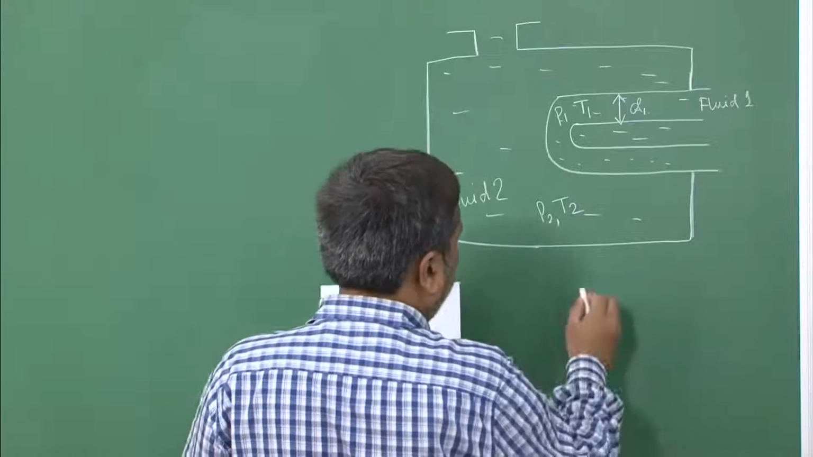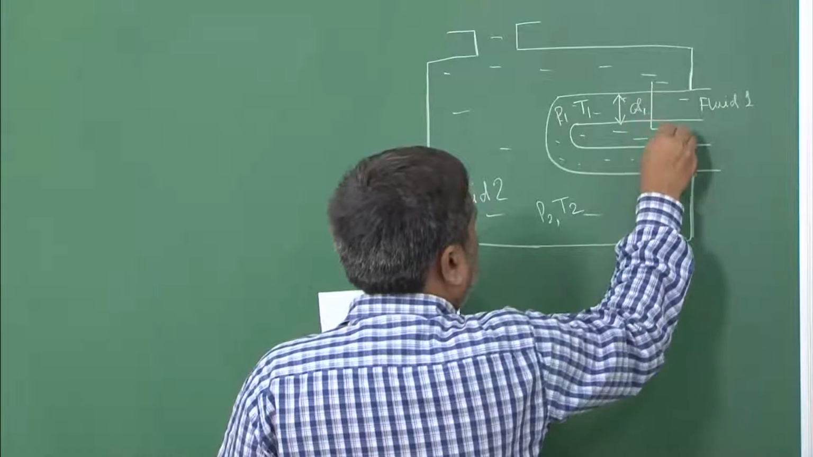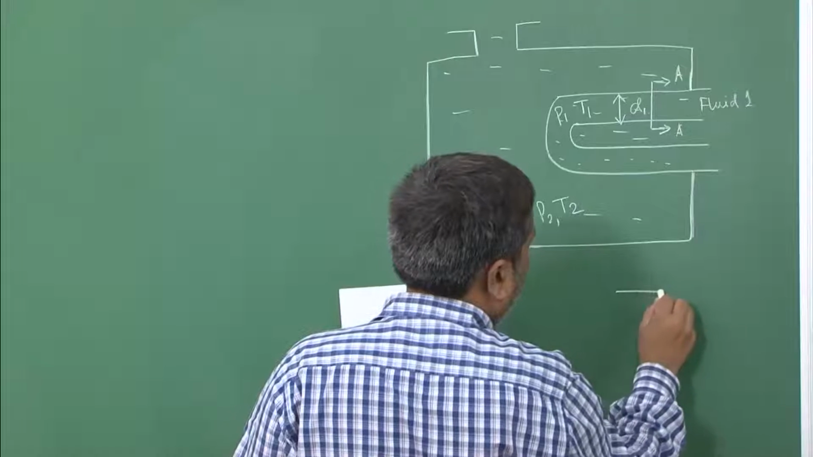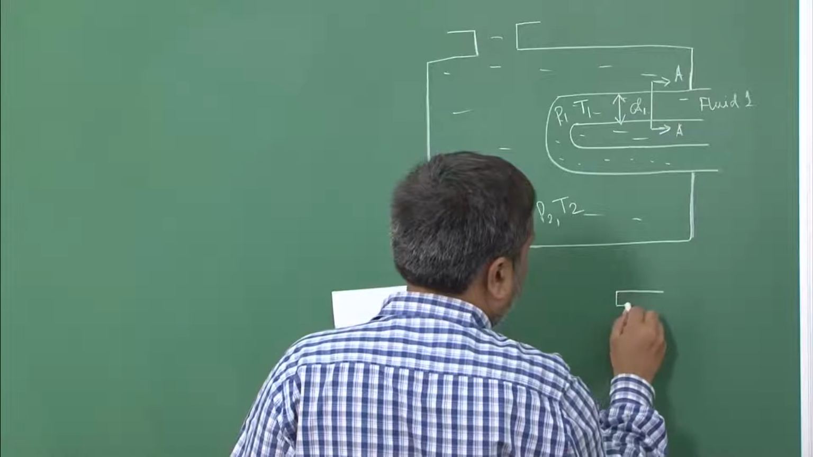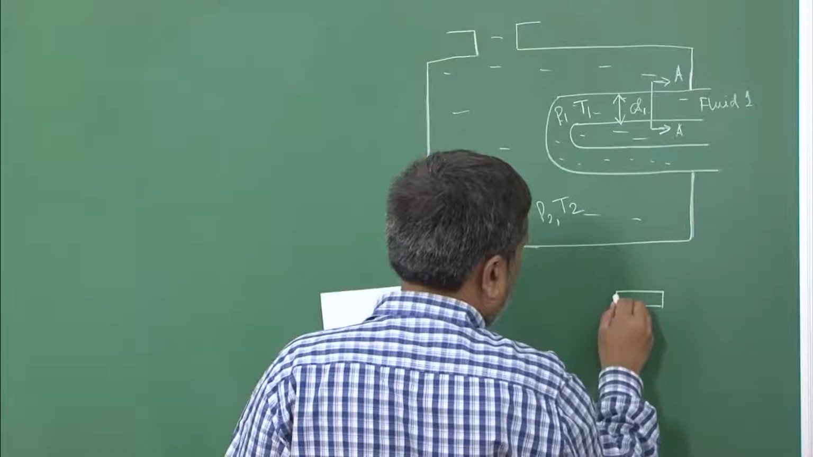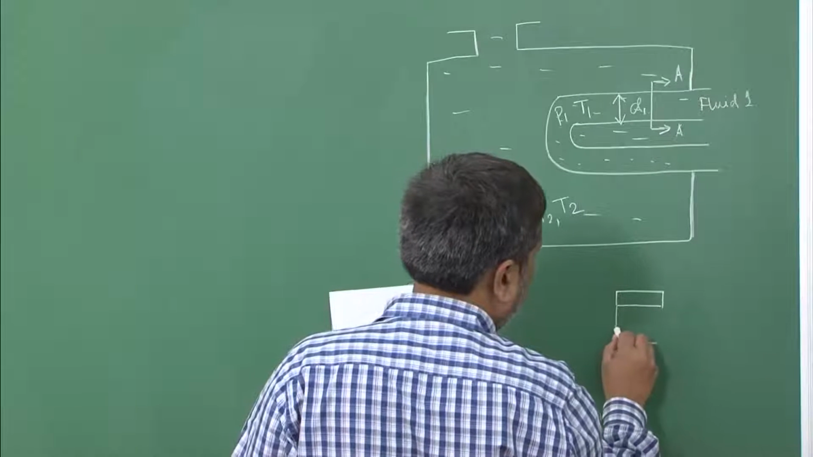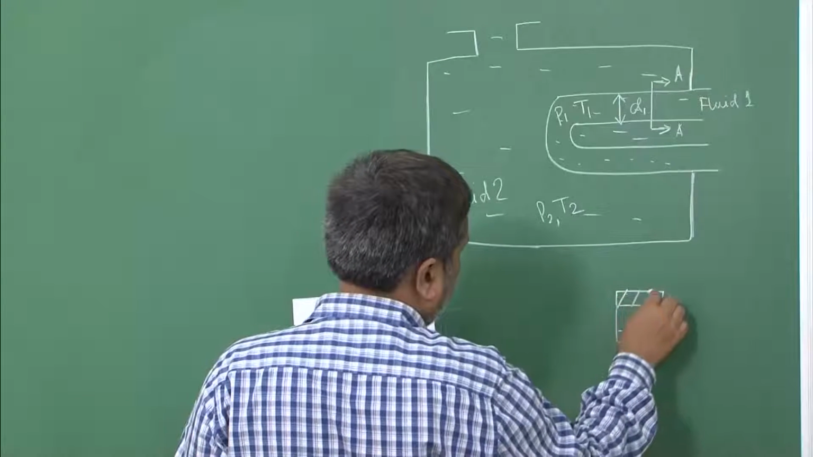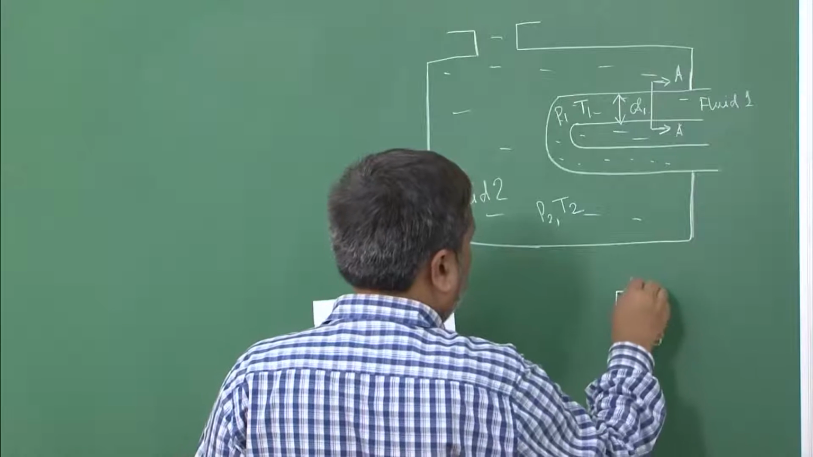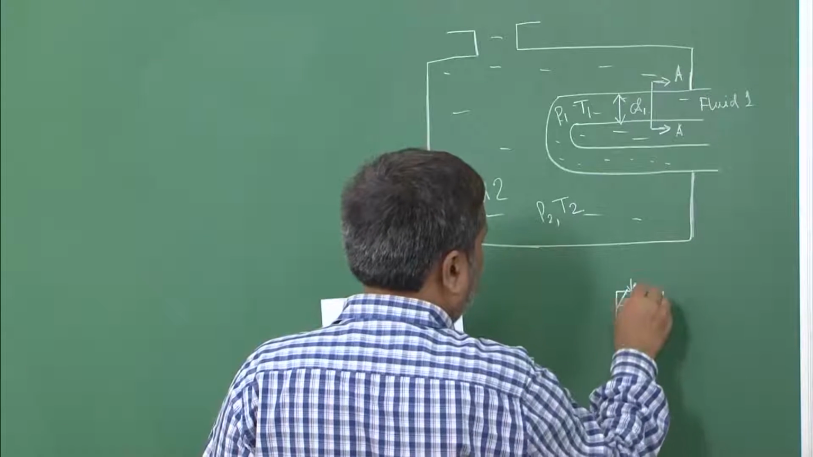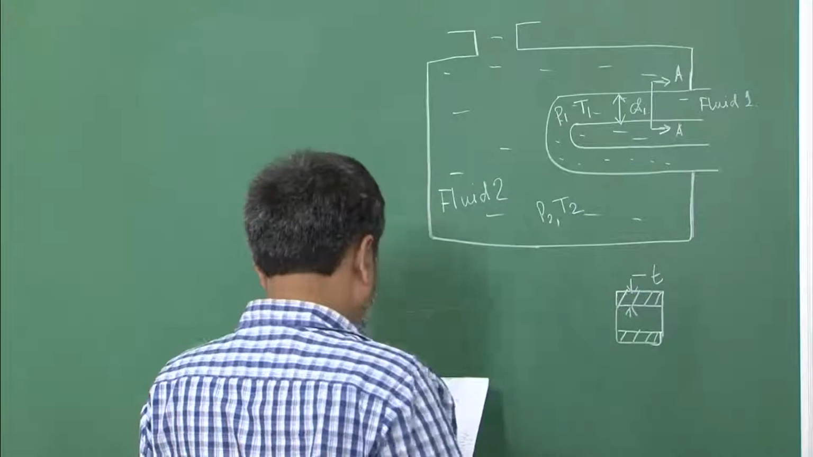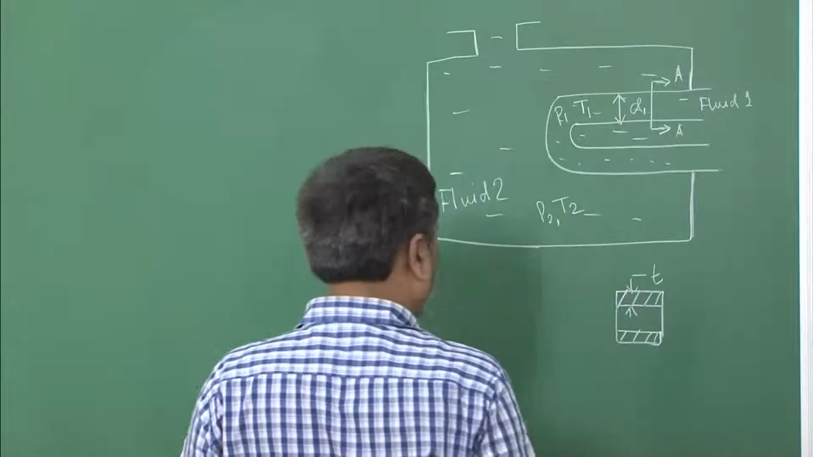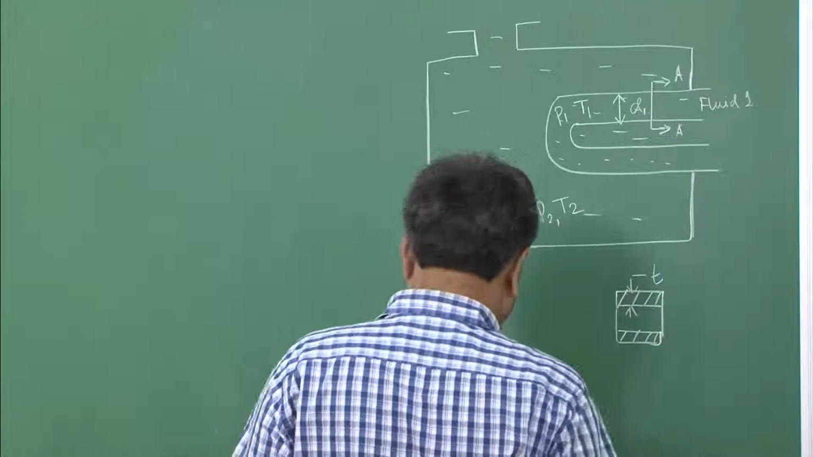If we cut across this tube at A, what we are going to see is that it has a finite, uniform thickness, and this thickness is T, the wall thickness, because that thickness will become important for us when we analyze the system.